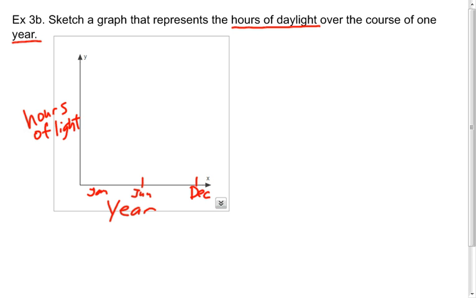okay? Right now, we've got the time change coming up this weekend. That means that the number of hours of daylight, we move them around.